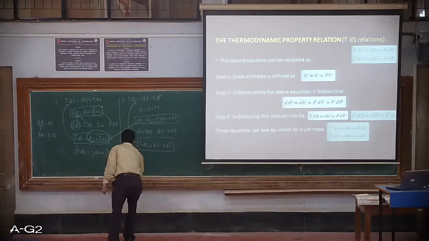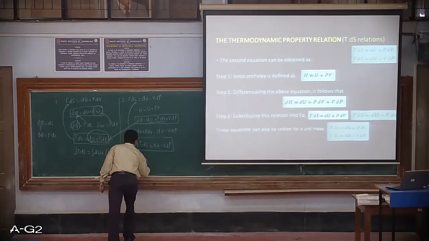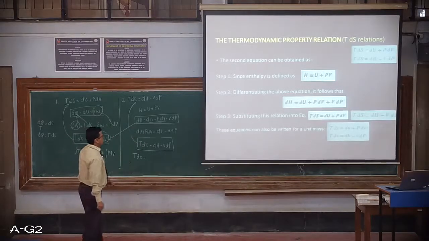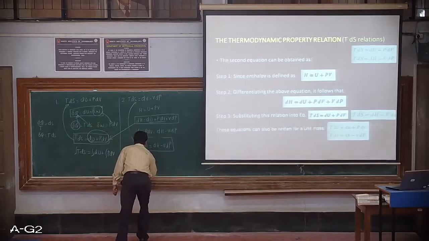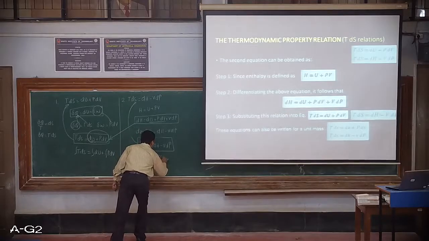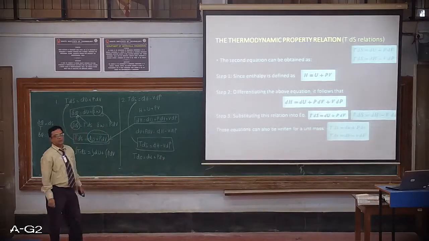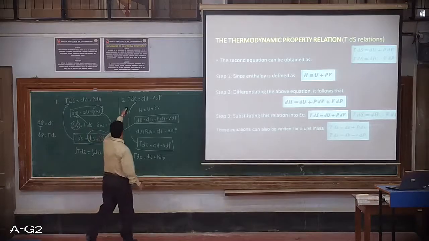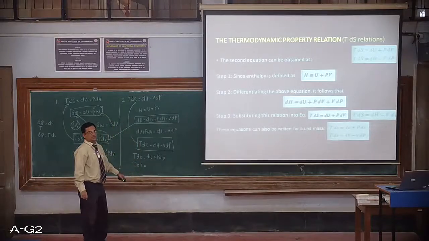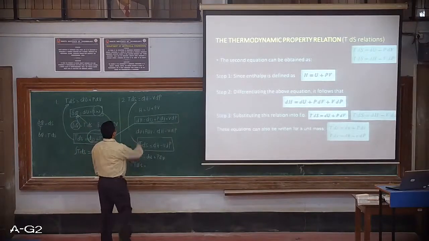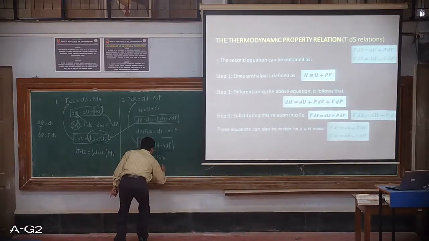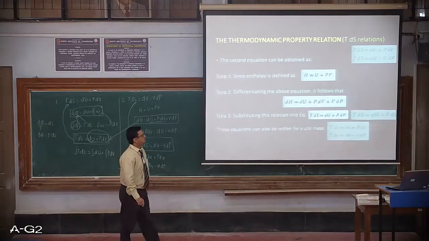T is an intensive property, so it cannot be changed. S, entropy, is an extensive property. So the first equation is written with intensive properties: Tds equal to du plus Pdv, where P is an intensive property. Similarly, the second equation is written with small s, the change in specific entropy: Tds equal to dh, small h, minus vdP.